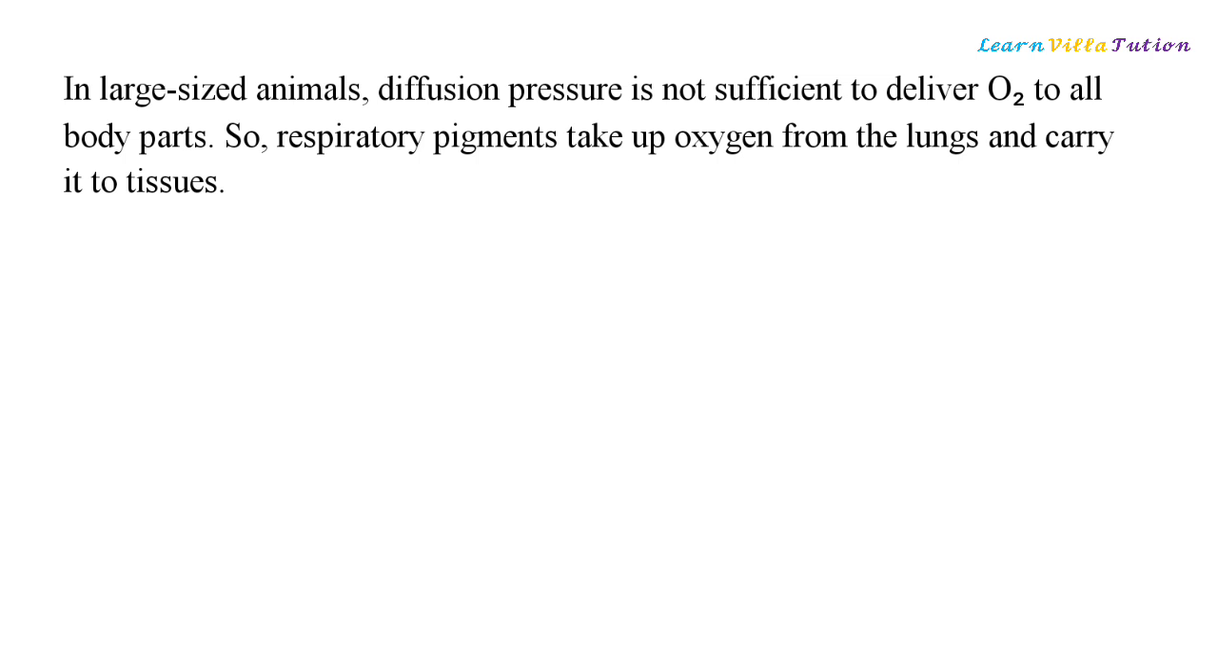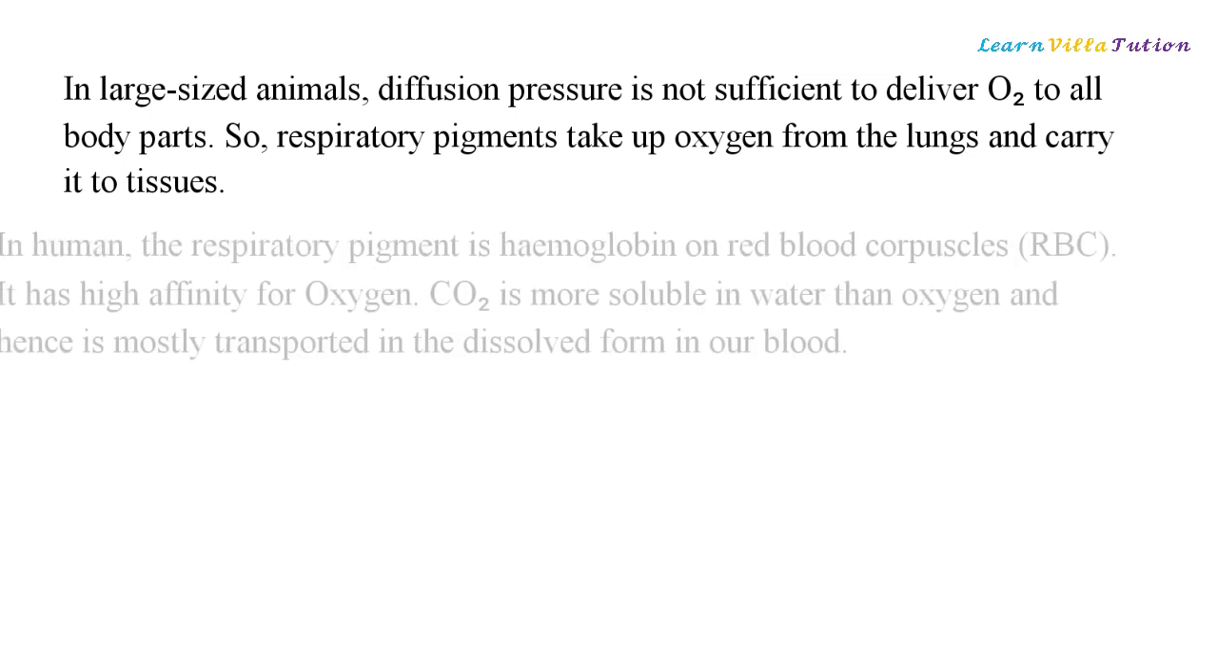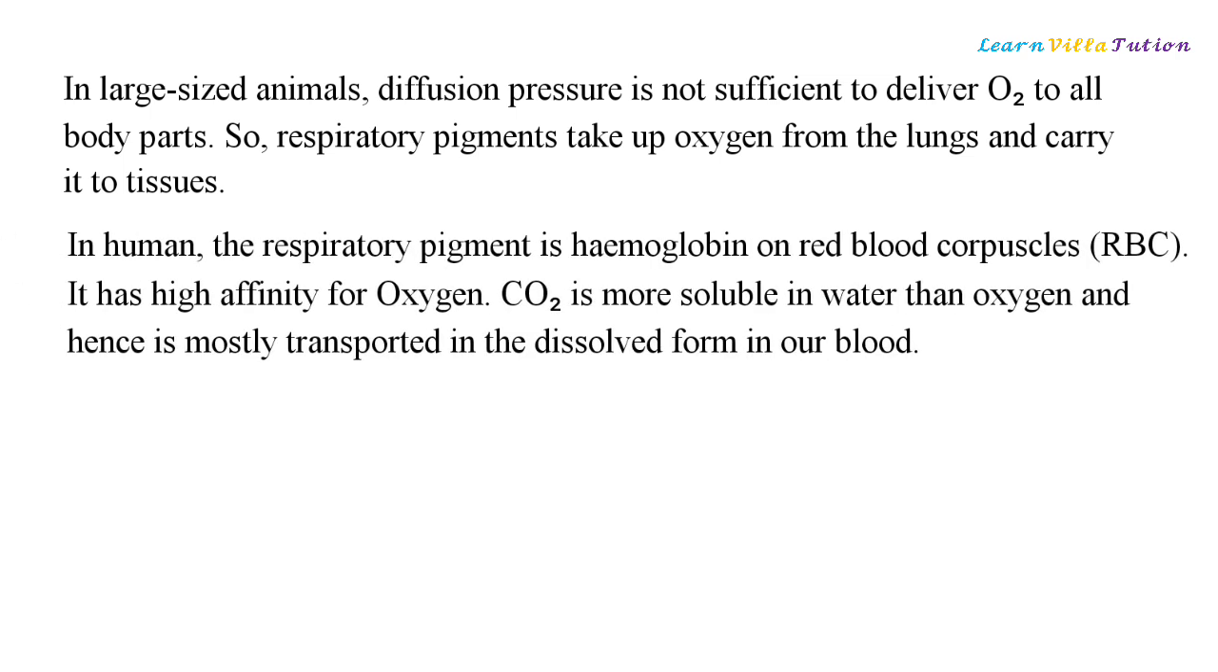In large-sized animals, diffusion pressure is not sufficient to deliver oxygen to all body parts. So, respiratory pigments take up oxygen from the lungs and carry it to tissues. In human, the respiratory pigment is hemoglobin in red blood corpuscles, RBC. It has high affinity for oxygen. Carbon dioxide is more soluble in water than oxygen and hence is mostly transported in the dissolved form in our blood.